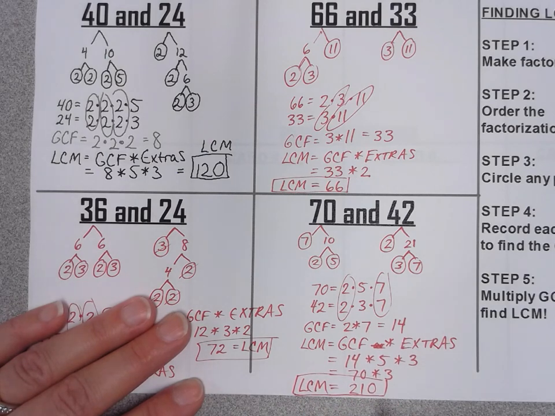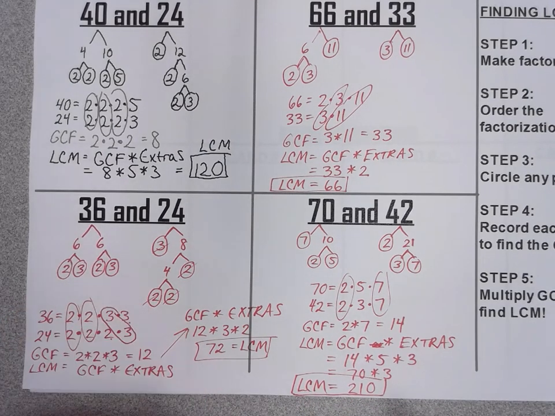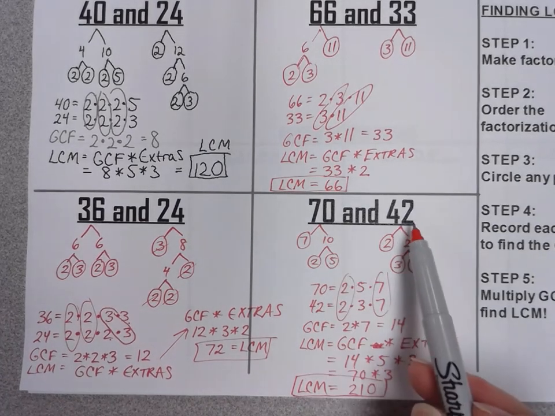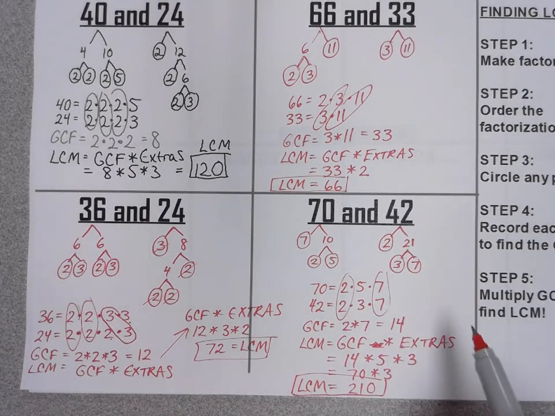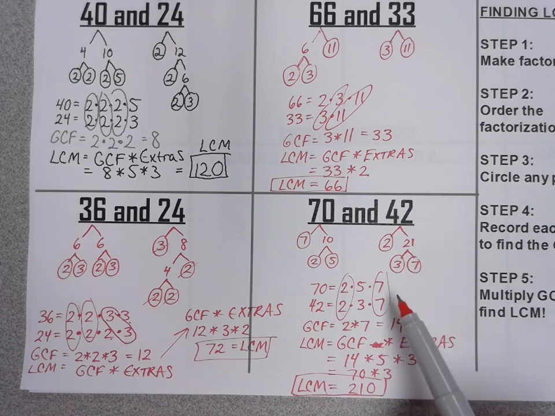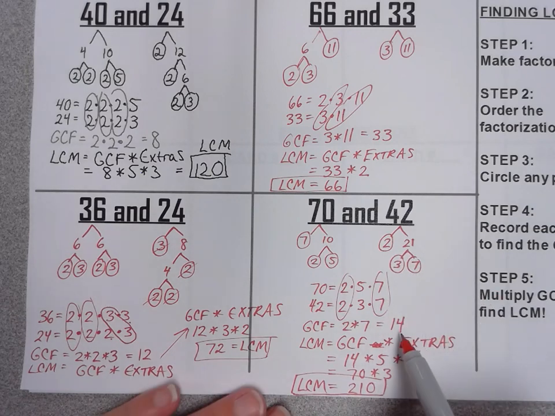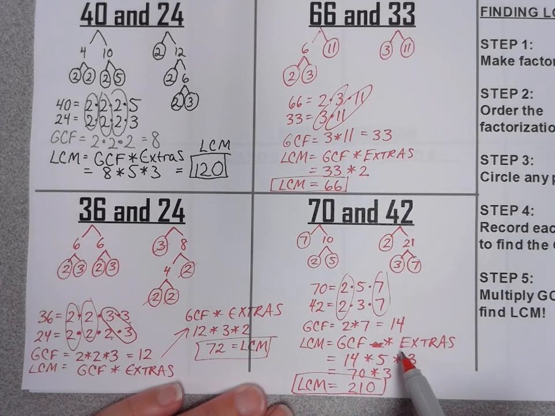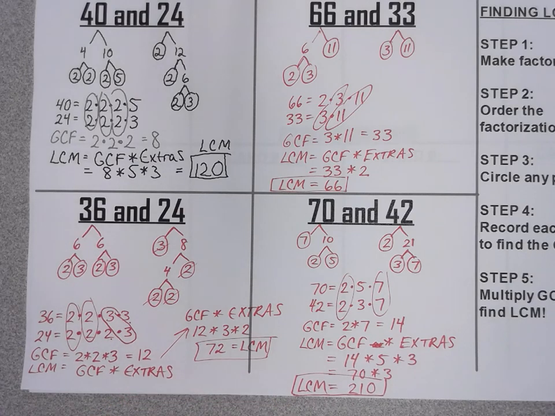To be honest, this is a much safer method than trying to do multiples of two numbers that I'm not really familiar with. So this strategy to make trees, find pairs, pull out a greatest common factor, and then multiply by those things that are different or those extra factors will get me there every time. So I don't have to worry about as many errors in a multiple list. It's really time for you to give this a try.